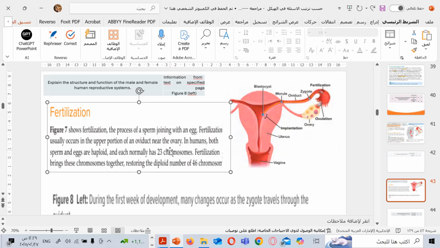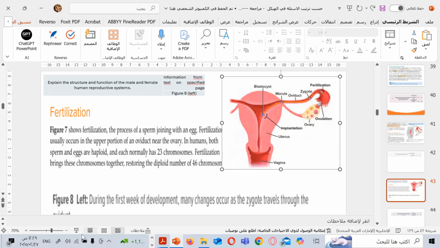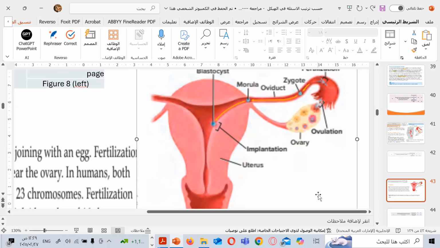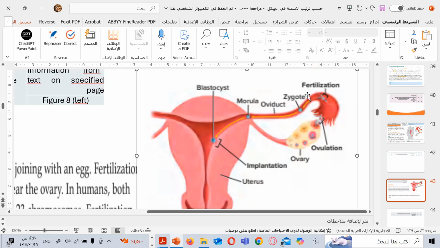After this chapter, if we look at this one, make it bigger to see. Okay, this is the uterus, and this is implantation. Okay, and here is the ovary, ovulation. Okay, and fertilization here, and this is the zygote. This is called the oviduct.